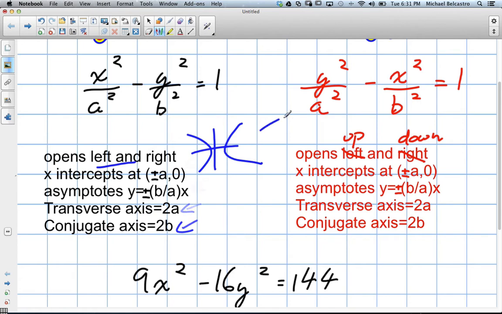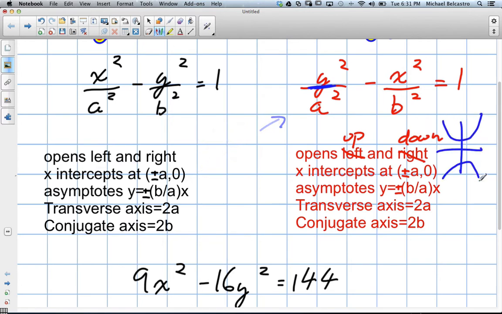Okay. In our red one, where it's y squared divided by some value minus x squared divided by some value, it's the same idea. The only difference is it's opening up and down, and they're not parabolas. They're a little bit differently shaped. In this case, our a values are x-intercepts. There are no y-intercepts because it's sideways.